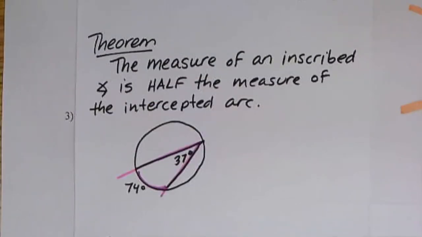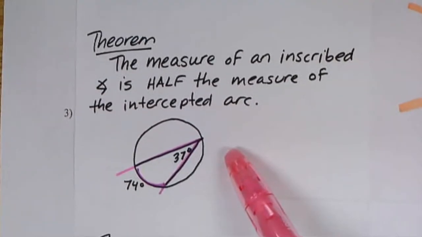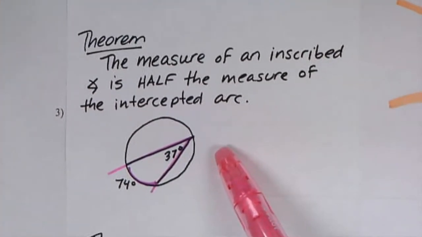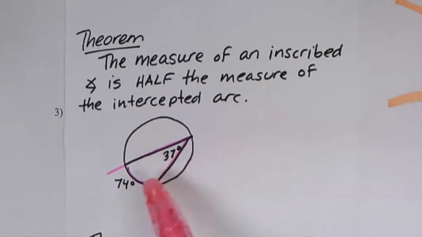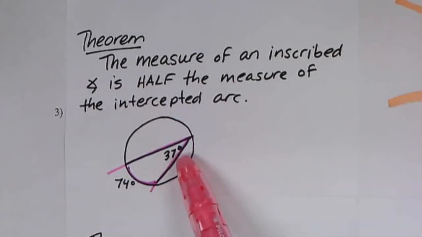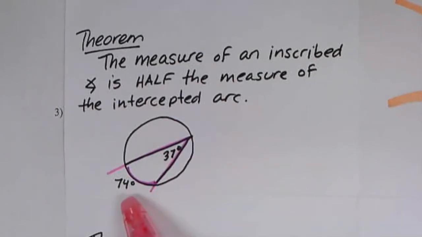There are four important facts or theorems about inscribed angles. This is the first one and the most important one because all of the others come out of this. The measure of an inscribed angle is half the measure of the intercepted arc. So for instance here, the angle is 37 degrees. That's half of 74 degrees, which is the intercepted arc.